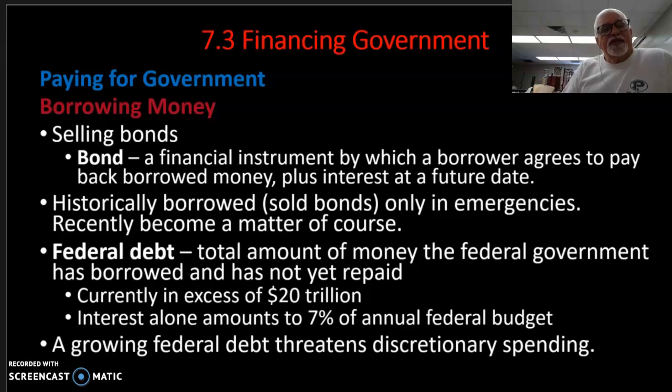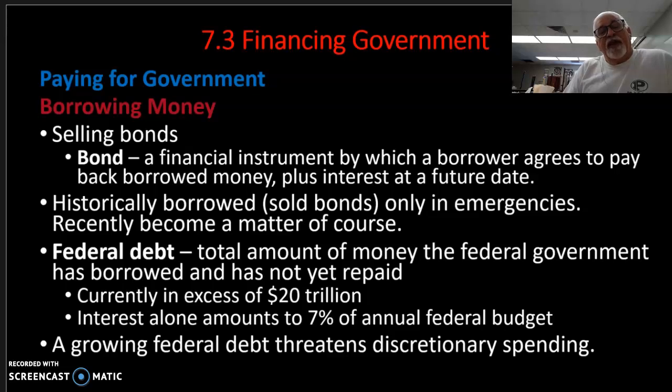And the United States has historically borrowed or sold bonds only in emergencies. During wartime, they were big. But recently, they have become a matter of course. The federal debt is huge. Currently, and I haven't updated, it is in excess of $20 trillion. Now it's in excess of $24 trillion.